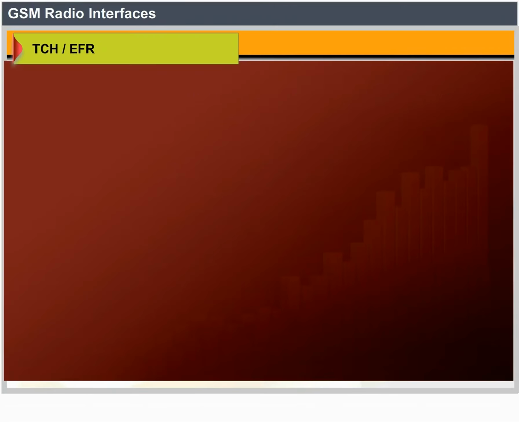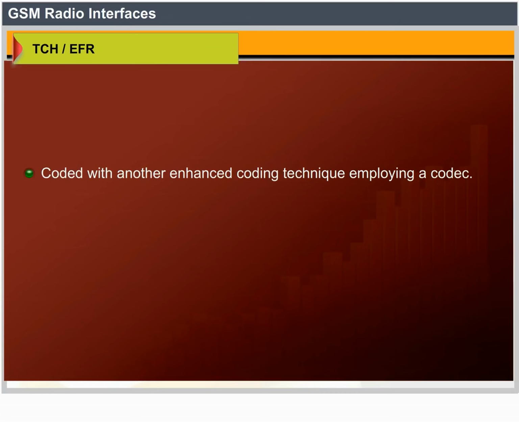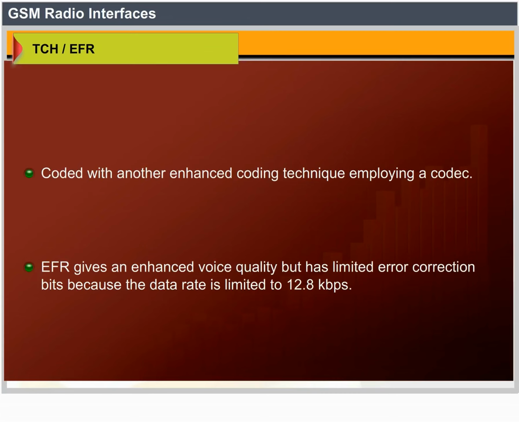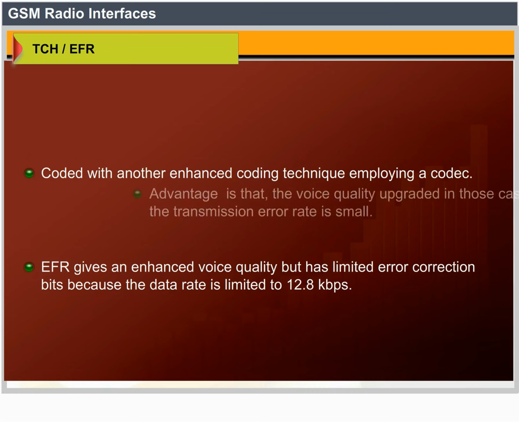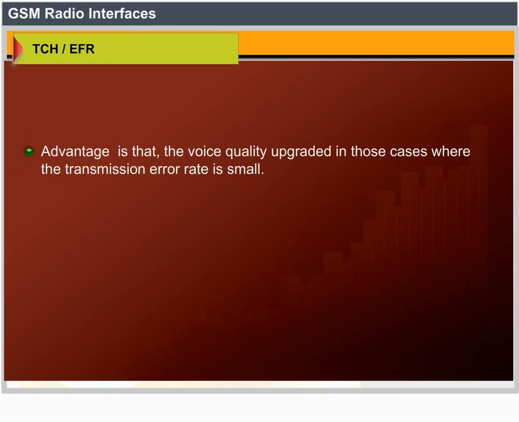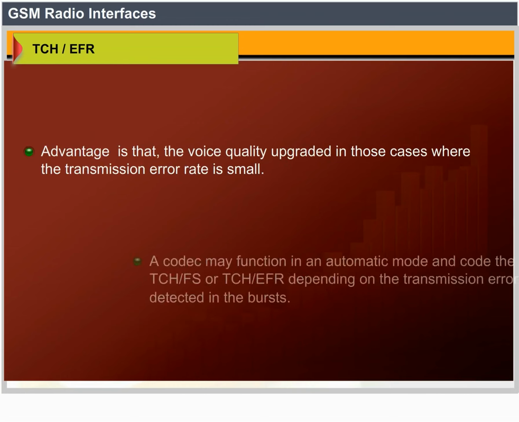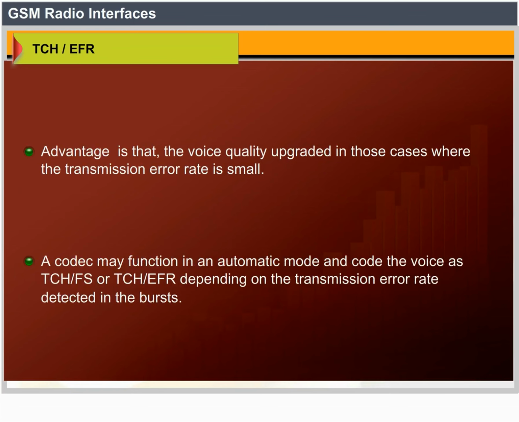TCH/EFR is coded with another enhanced coding technique employing a codec. EFR gives an enhanced voice quality but has limited error correction bits because the data rate is limited to 12.8 kbps. The advantage is that the voice quality is upgraded in those cases where the transmission error rate is small. A codec may function in automatic mode and code the voice as TCH/FS or TCH/EFR depending on the transmission error rate detected in the bus.